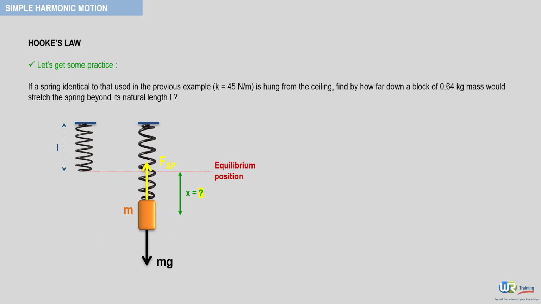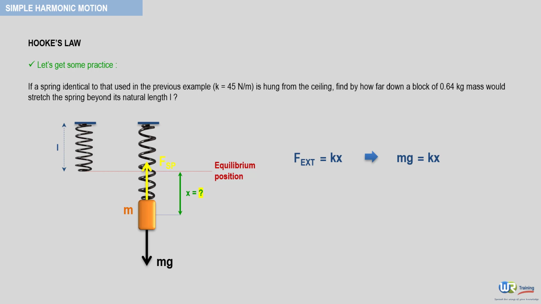In this second example, if a spring identical to that used in the previous example is hung from the ceiling, let's find out by how far down a block of 0.64 kg mass would stretch the spring beyond its natural length L. Again here, we will use Hooke's law. So the external force is given by the following equation. This external force in this case is the weight of the block, so m times g. So we can write that m times g is equal to kx.